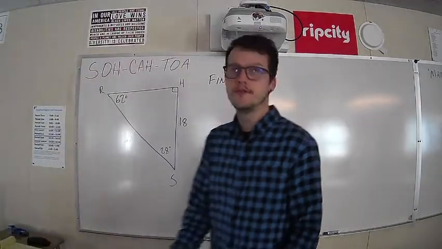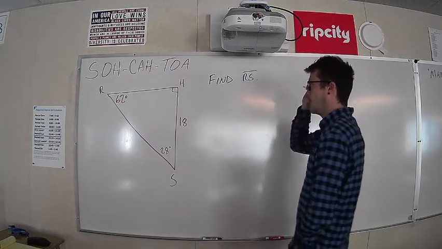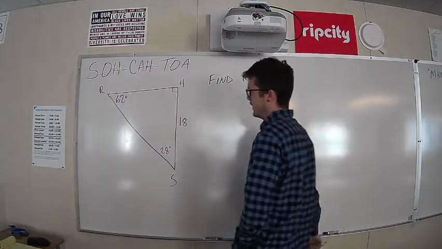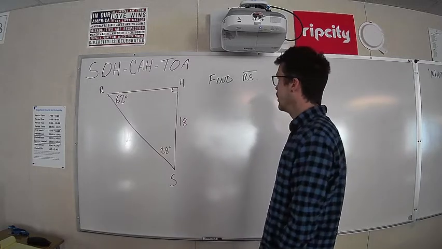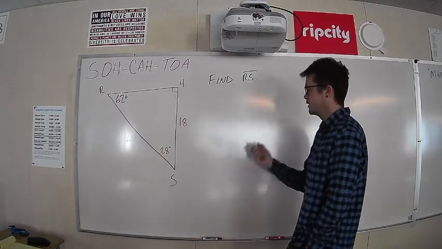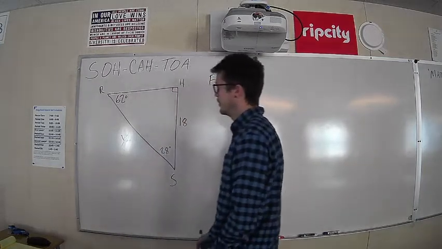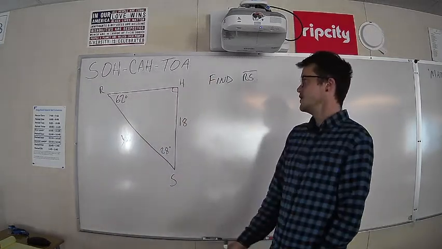Okay, our second and final example, we have triangle, right triangle, RHS. Angle R has a measure of 62 degrees, angle S is 28 degrees. Our task is we're going to find the length of RS. That's our hypotenuse. I'm going to name it x just to mix it up a little bit. We're going to use trig ratios yet again.